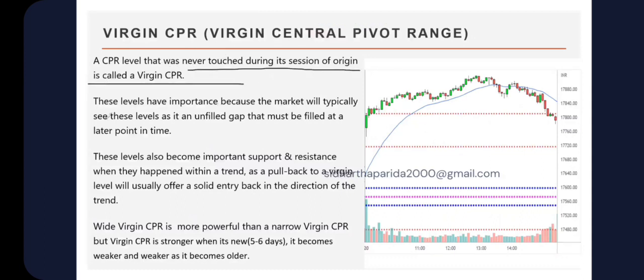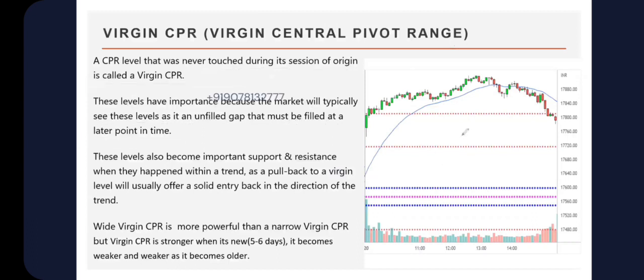This level has importance because the market will typically see it as an unfilled gap that must be filled at a later point of time. So most of the time you see the market coming back to that virgin CPR, not on the same day, but in the coming days, coming to that level and taking support.